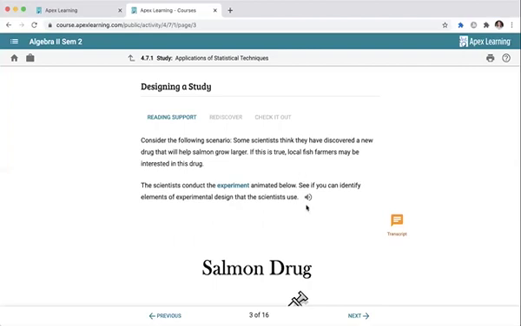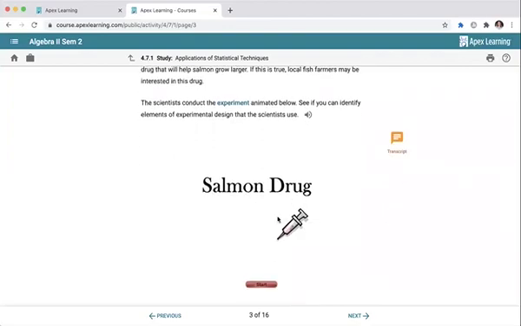All right, and so if we look at this scenario here, some scientists think they discovered a new drug that will help salmon grow larger. If it's true, local fishermen may be interested in this drug. Okay, so scientists could conduct an experiment, and they want us to identify the different elements of the experimental design.